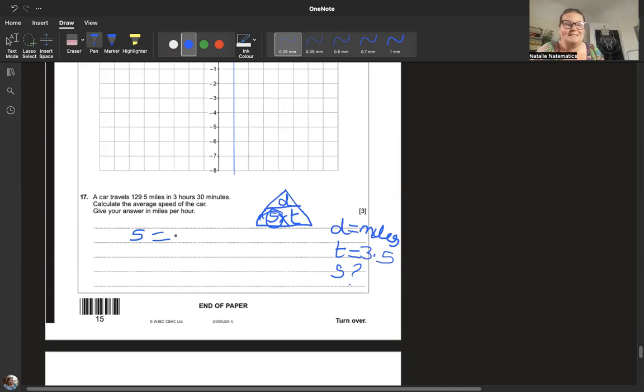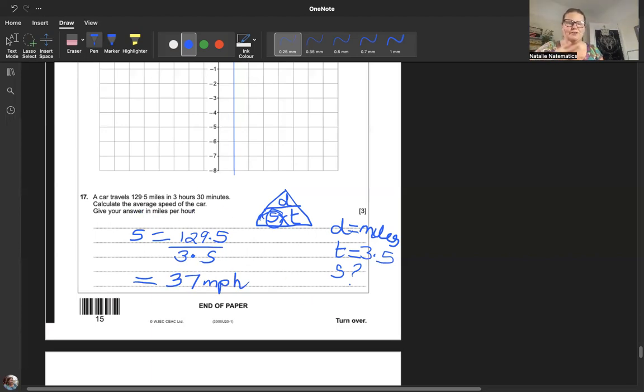So speed is 129.5. And again, we're going to show our working out, divided by, what was it? 3.5. And I'm going to use my calculator. Nice little straightforward calculation at the end. Divided by 3.5 equals 37. And what was the answer? Miles per hour, mph.